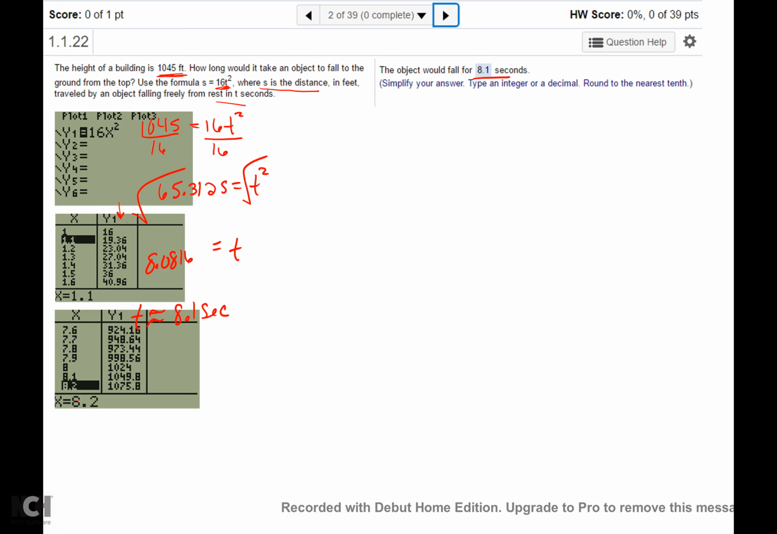So I went farther, and right here, 8.1 is 1049, there's 8.2, all right, and then there's 8, and so it's somewhere between here and here, and it was 8.0816, but we rounded it to 8.1. Okay.